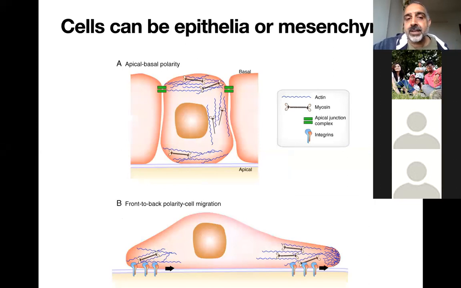So cells can be either epithelial or mesenchymal, and they're just two different morphologies of cells. It's more complicated than that, and we'll go into this in a little while.